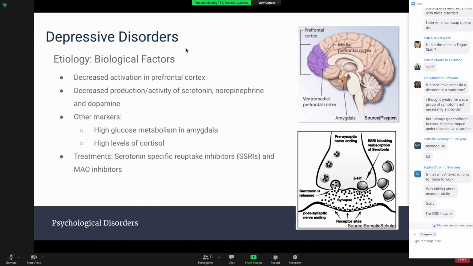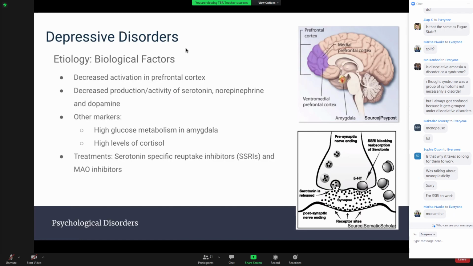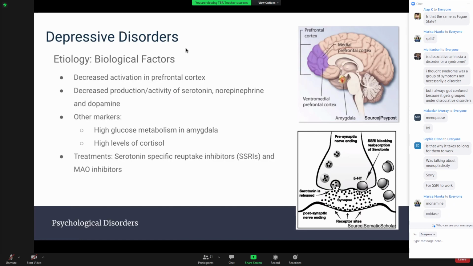The treatments are SSRIs and MAOs. Does somebody know what MAO stands for? A little bit of biochem. Monoamine and oxidase. What do oxidases do? Yeah, oxidase is oxidized. So hopefully what most of you are thinking for oxidases is that oxidases just break things. And how do they break them? Through a redox reaction or an oxidative reaction, to be specific.